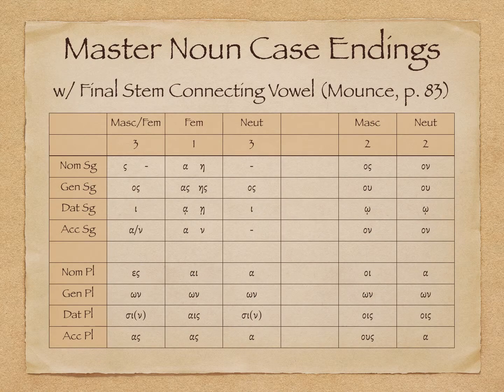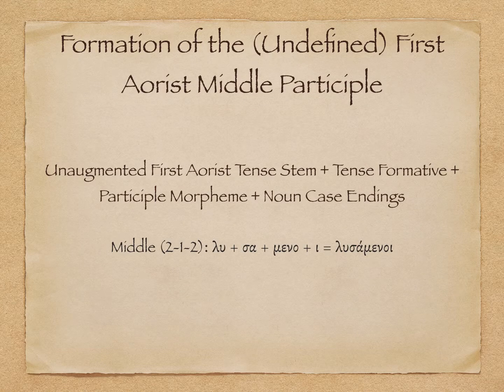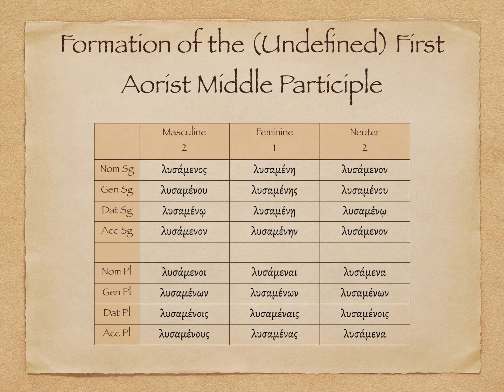Again, the noun case ending chart. I continue to have this in multiple places in these slides so that you can be familiar with it. And once you have the patterns down, it will go much more easily for you. Formation of the first aorist middle. It uses again the second declension, first declension, second declension pattern in masculine, feminine to neuter. Sigma alpha tense formative and the participle morpheme, meno. So the full paradigm, here's how it's formed.